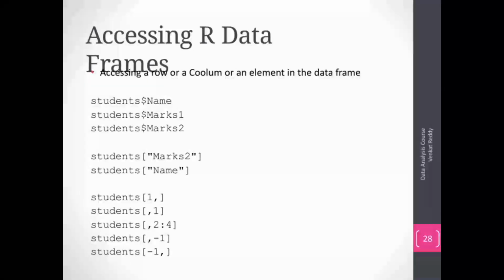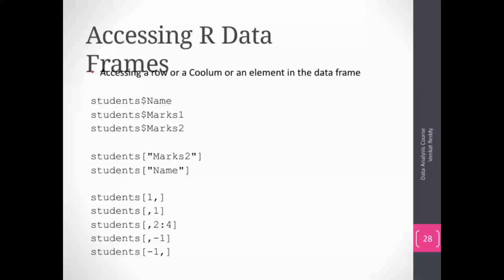These techniques give you flexible ways to access parts of your data frame based on your analysis needs. Next, if you want to exclude a row, you can use students[-1], which removes the first row and keeps the rest. This is handy when you want to omit a specific entry or outlier.